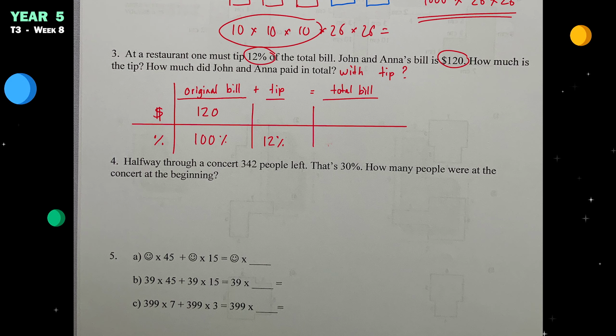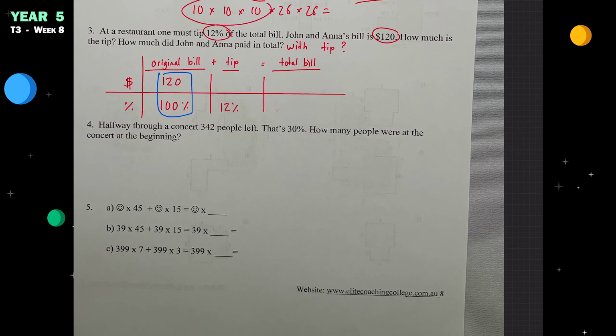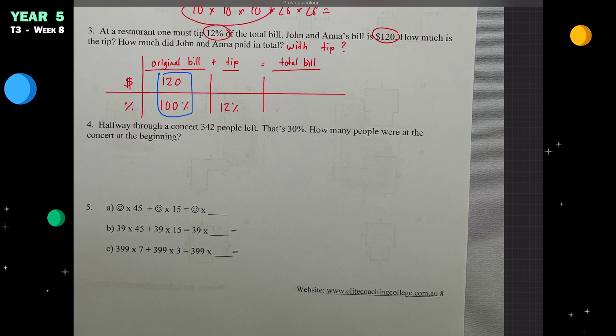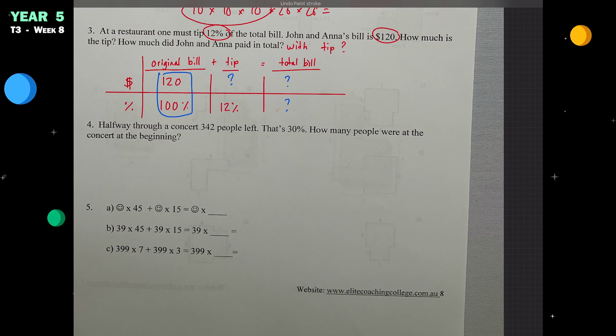If you want to find a tip, just use the old trick where we have to make a connection. Here's your connection. That's the only information we have that's complete. I don't have this one and I don't have these two. Now the question is find out how much the tip is and find out how much the total bill is. Once I find a tip, I can find a total bill very easily.